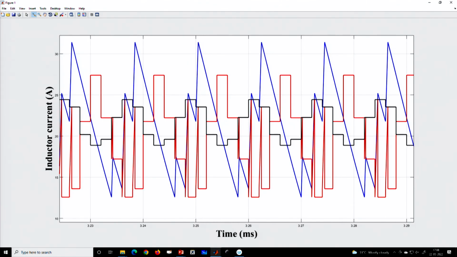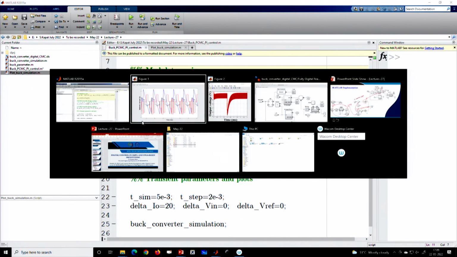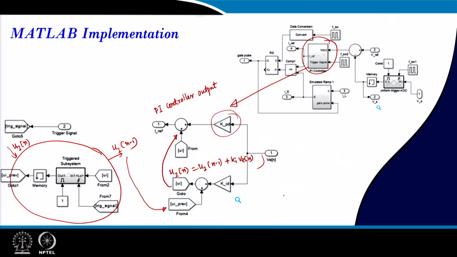You can see there is a subharmonic instability coming because the current loop is unstable. And when you go to the analysis part, it will be shown that you need MC greater than the sum of M1 plus M2. M1 is the rising slope, and that will be discussed in the theory. That means I am saying MC should be greater than M1 plus M2.